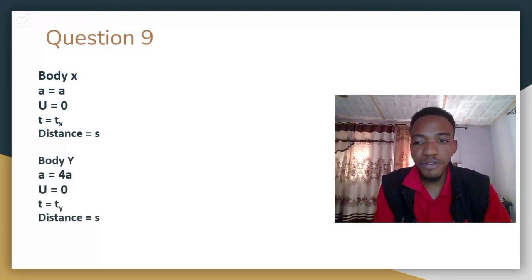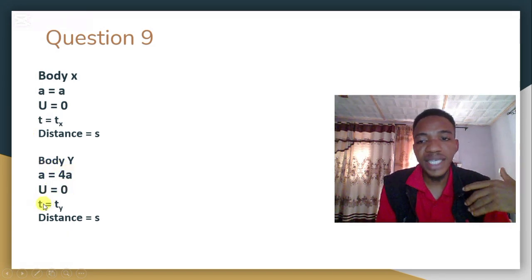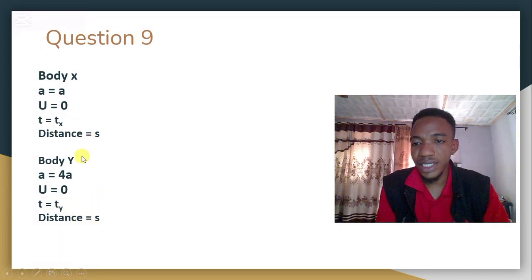So for body y, the acceleration is 4a. The initial velocity is 0. The time for y is ty, and the distance covered is also s, since they both cover the same distance.